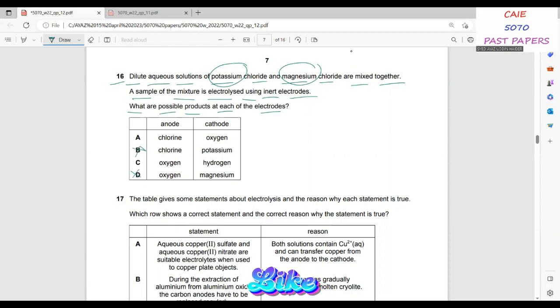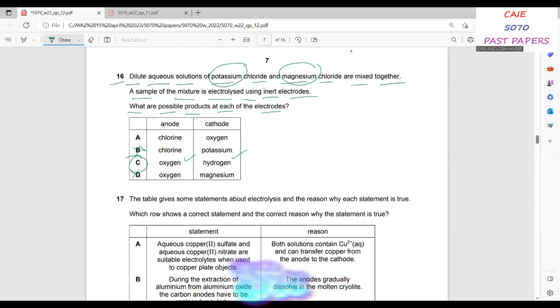What about anode? At anode, we will get oxygen gas because the solution is not concentrated. We have dilute aqueous solution of both of these salts. So at anode, you will get oxygen, and at cathode, you will get hydrogen. So C will be the right answer for this question.